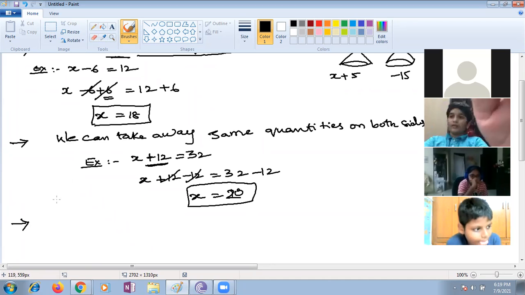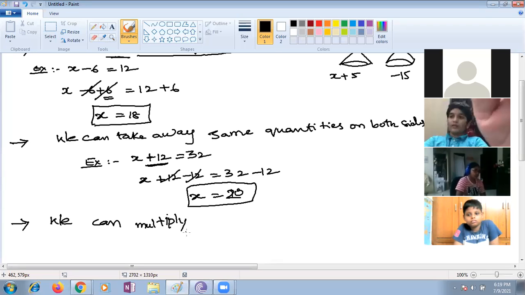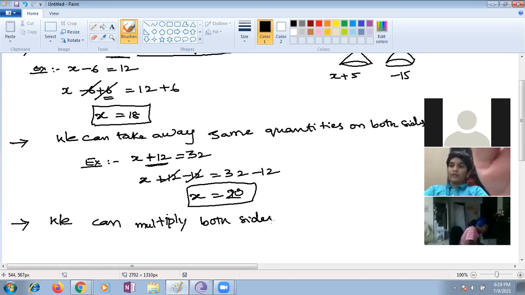Inwardly, it is happening. We are taking away quantities. We are adding the same quantities on both sides. We are multiplying the same quantities on both sides. We are dividing. We'll go with the multiplication now. We can multiply both sides of an equation.